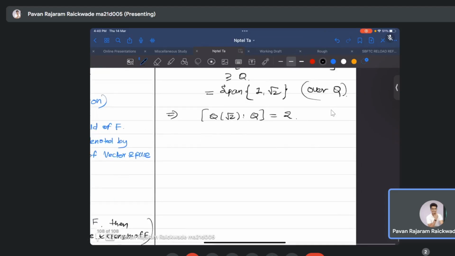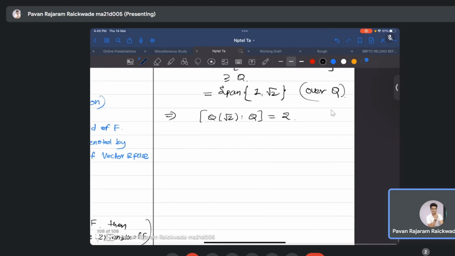Okay, so let's see one question about finite extensions, about the transitivity of finite extensions. If k extends f and l extends k, then naturally l extends f also. If l over k is a finite extension and k over f is a finite extension, then is l over f a finite extension? That's the question. The answer is yes.